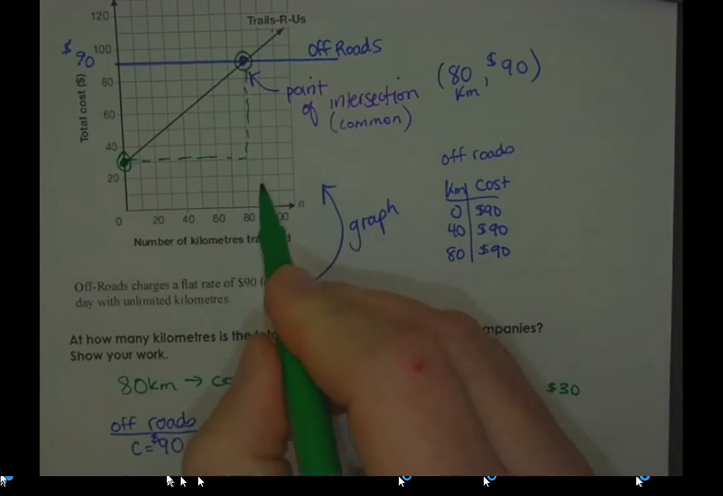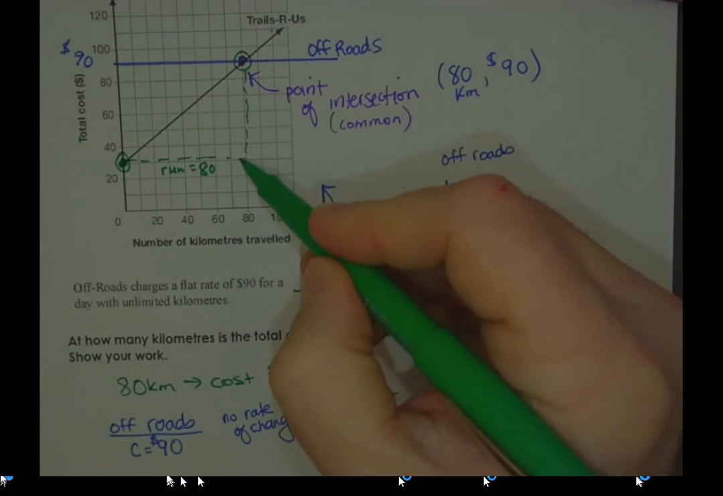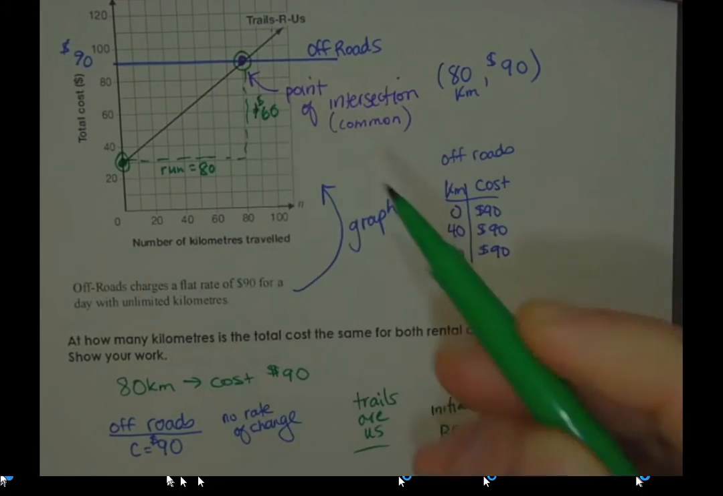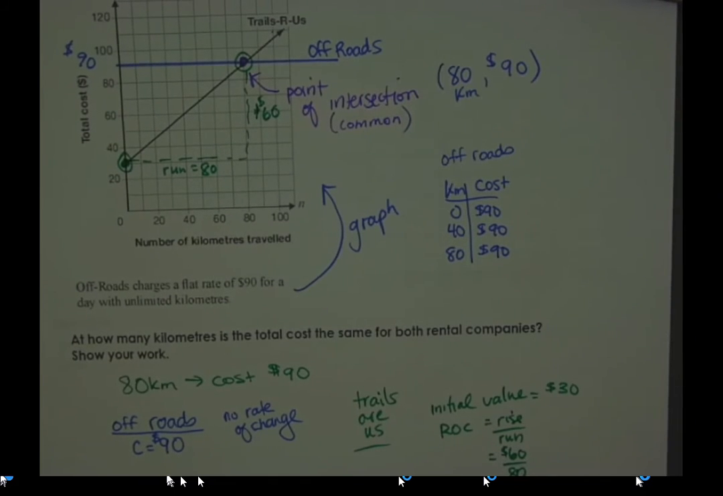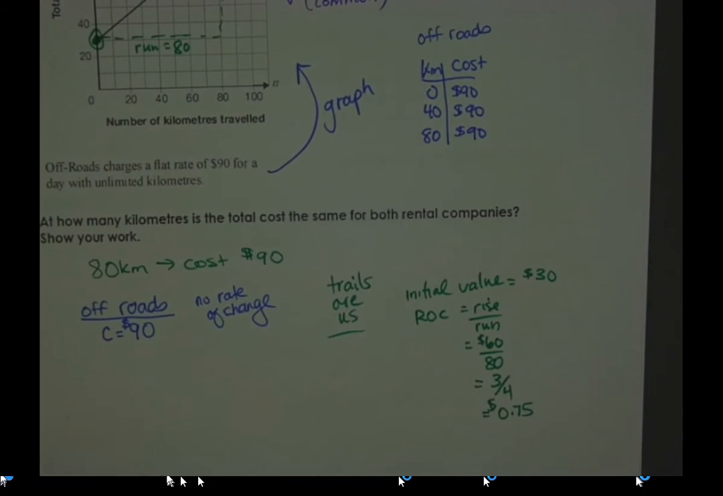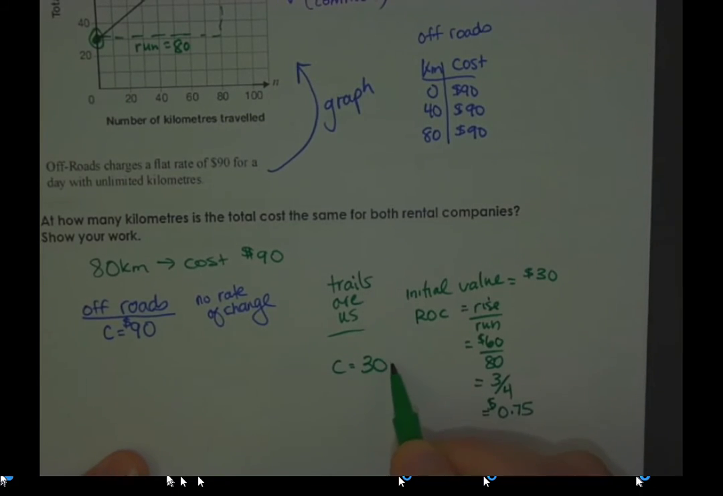All right, and I can use my run. My run is 80, and my rise is from 30 to 90. So that was plus $60. So my rise over run is $60 over 80 kilometers. And if I reduce that, that's 3/4 or 75 cents. Move that up so you can see it. So I can say that my equation for this one is 30 plus 75 cents per kilometer.